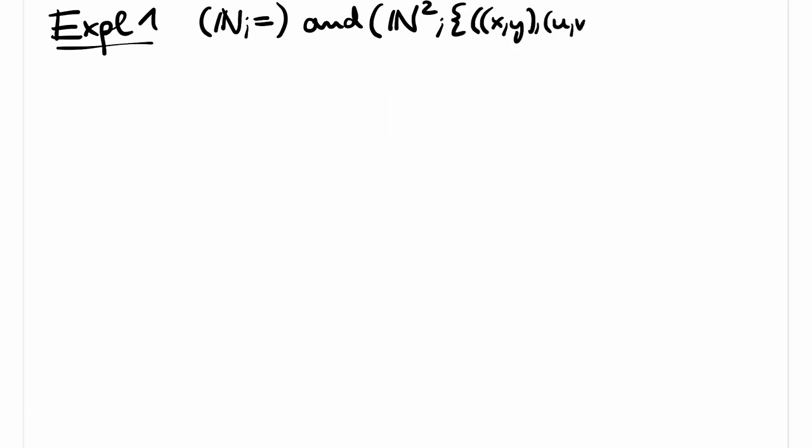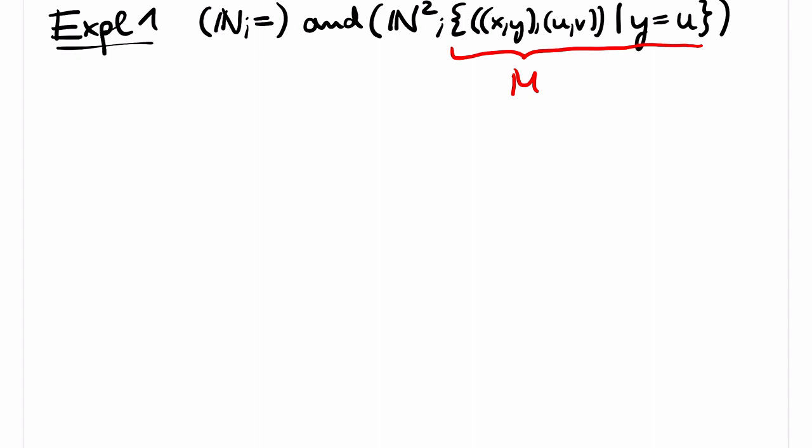As a simple example of two structures that are bi-interpretable, let's consider the countable structure with the empty signature and the structure whose domain is the set of all pairs of natural numbers and which carries a single binary relation, namely the relation that contains all pairs of pairs such that the second entry of the first pair equals the first entry of the second pair. Let's call this relation M.